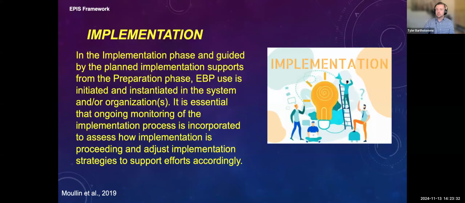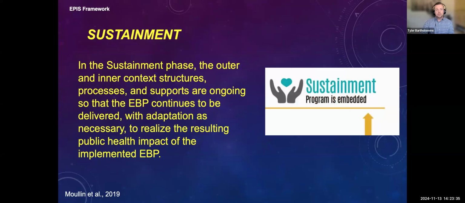And then finally, we get to the sustainment phase. And so at this point of the EPIS framework, when we get to sustainment, the outer and the inner context structures, processes, and supports remain ongoing, and the evidence-based practice continues to be delivered with adaptation as necessary to realize the resulting public health impact of the implemented intervention. And I think, just working with this framework, we need to focus more on sustainment in general.